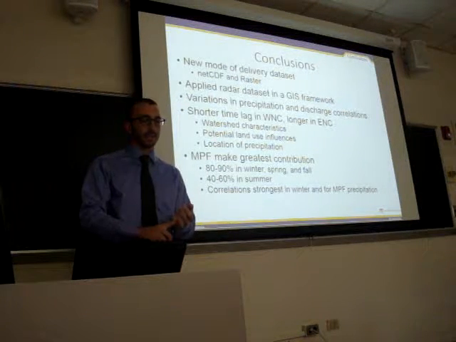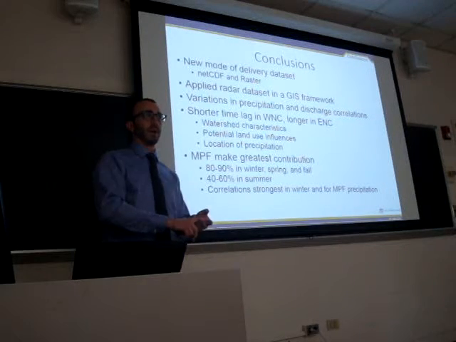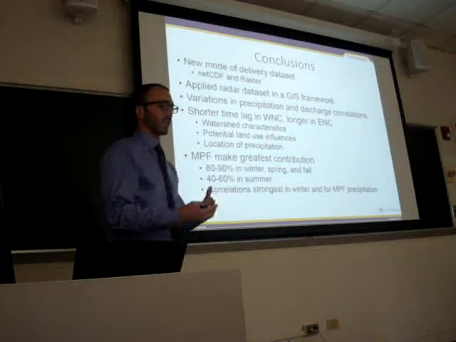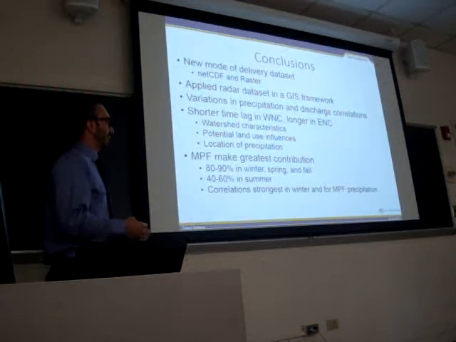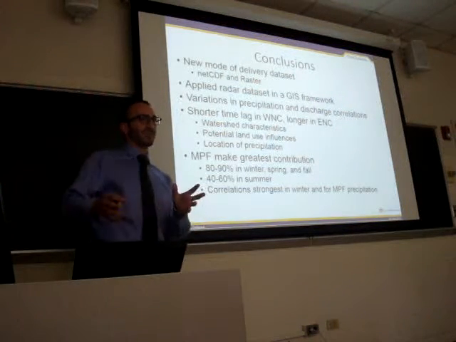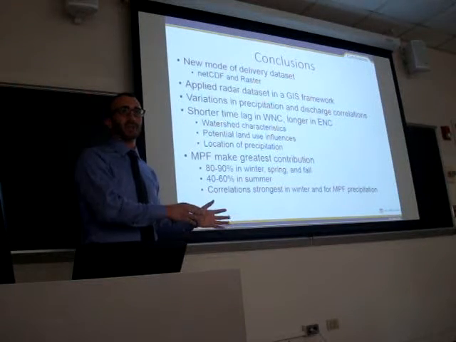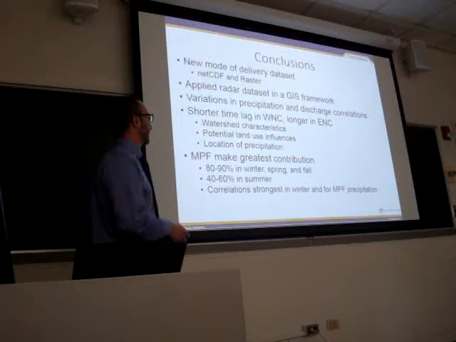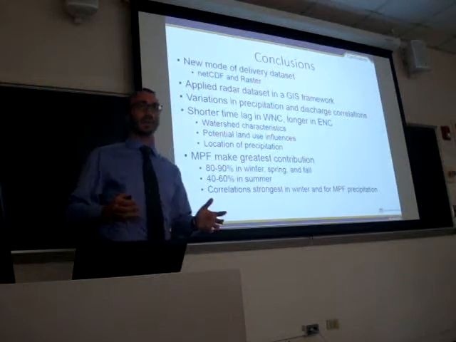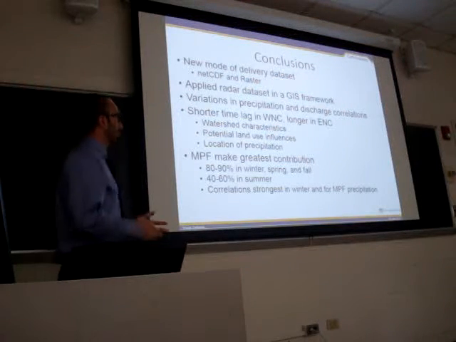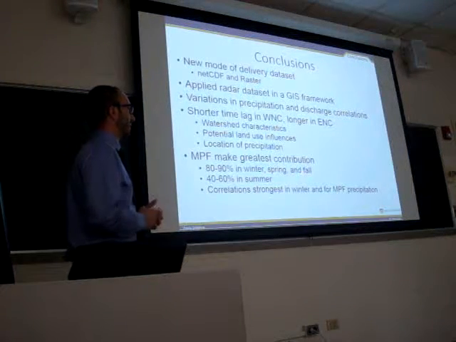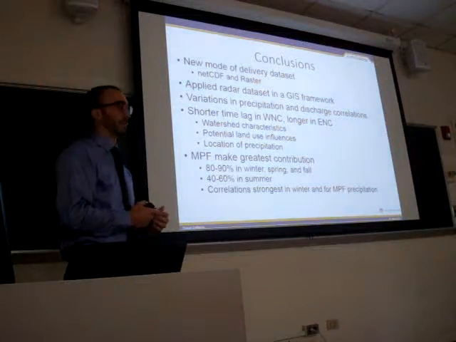And those variations potentially lead to a shorter time lag in western North Carolina and a longer time lag in eastern North Carolina. Other factors that play in are watershed characteristics and potential land use influences. But the one we're focusing on here is potentially the location of the rainfall and the type, MPF or isolated. And we're seeing that MPF makes the greatest contribution to the stream discharge and has the strongest relationships. Those relationships are typically strongest in the winter, spring, and fall, when we have 80 to 90% of MPF precipitation making the total contribution.